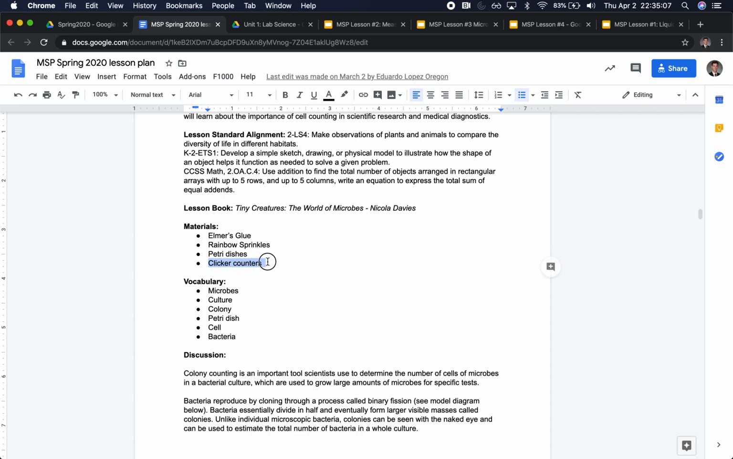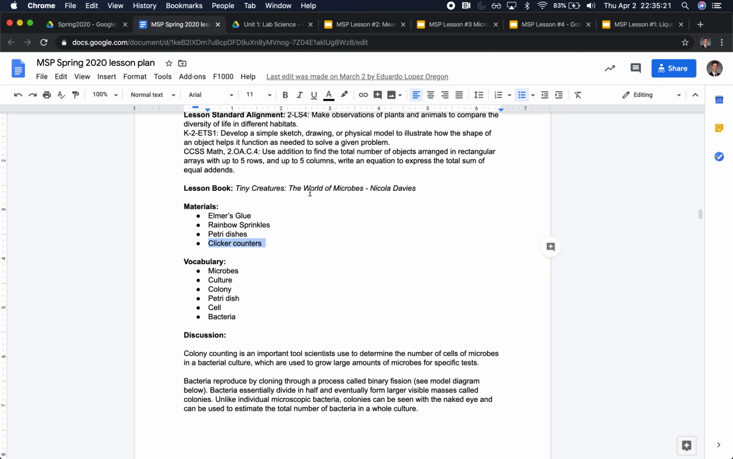And the students use clicker counters to count the colonies. And they go nuts with these during the lesson. They click them constantly. So giving these right before you start the lesson would be good. Keep the distractions at a minimum.